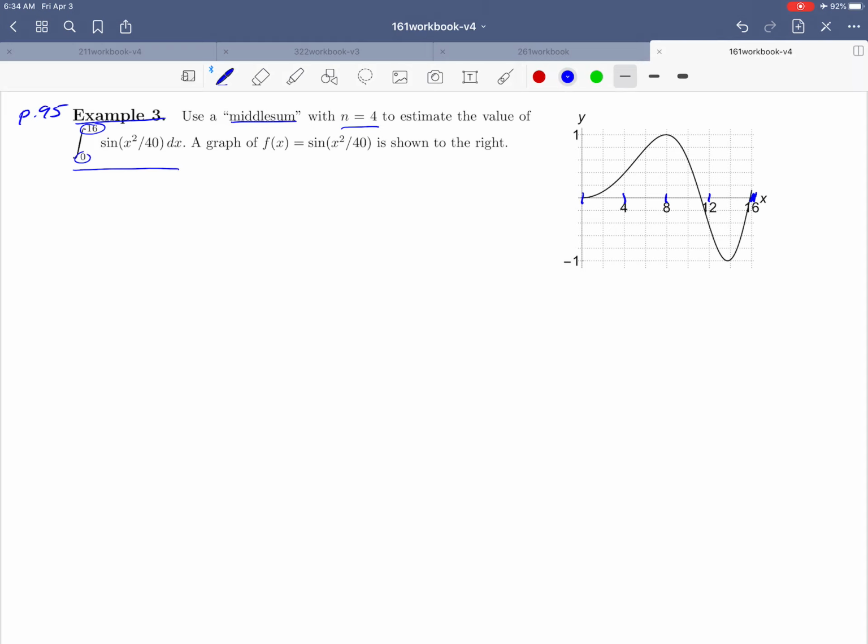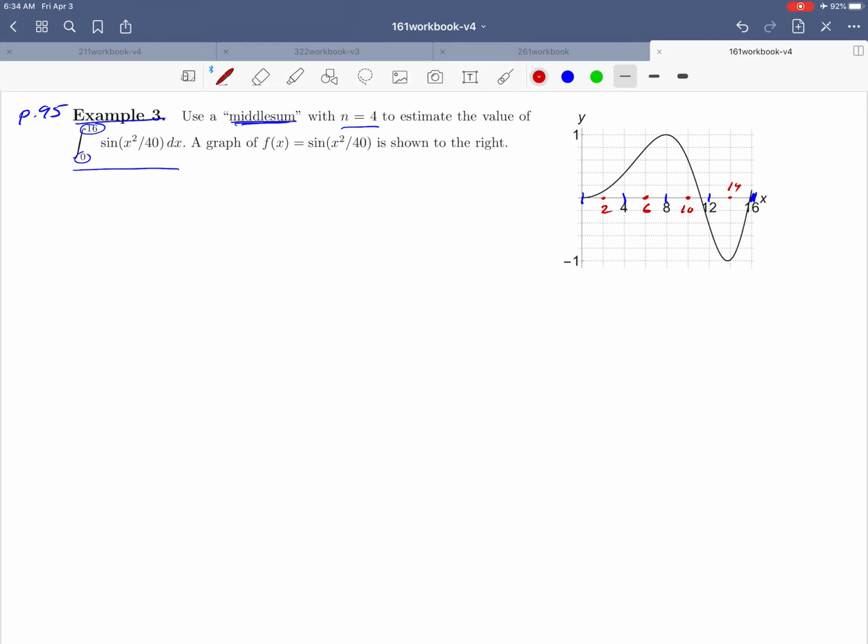Now what do we mean by a middle sum? Well, that just means that for each of those 4 intervals, what we are interested in is the middle point. So I'm going to mark the middle point of each of those 4 intervals, and just write down the number that's at the middle point. Halfway between 0 and 4 is 2, halfway between 4 and 8 is 6, and so on.